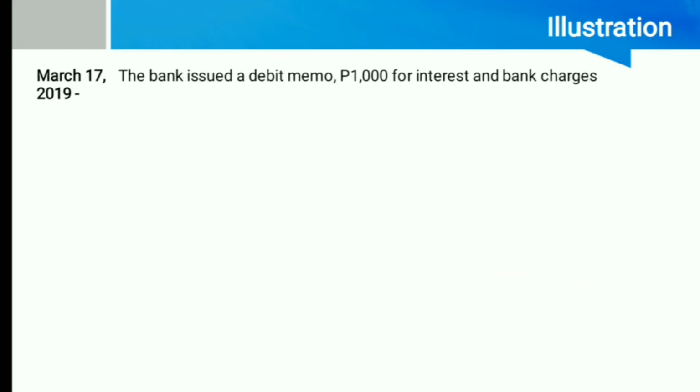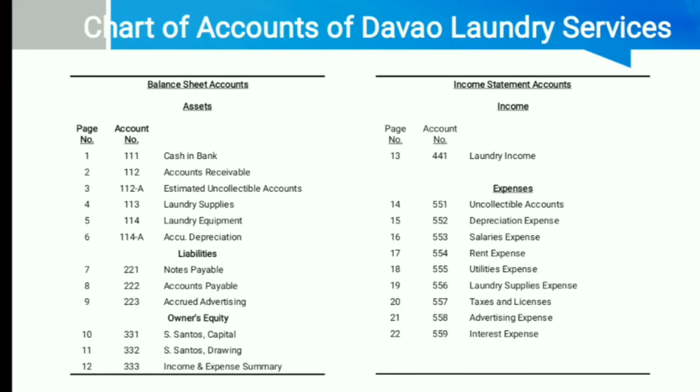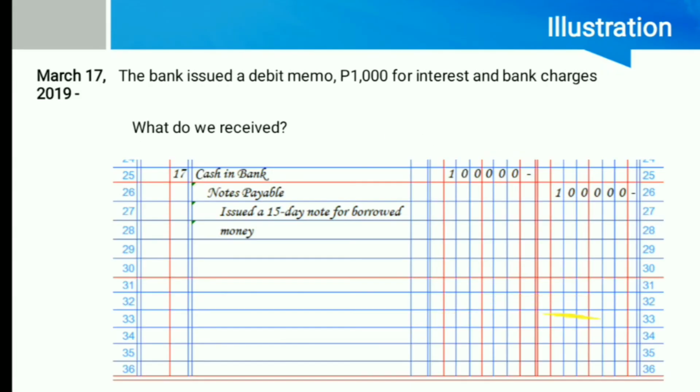The next transaction is still on March 17, 2019, and it says that the bank issued a debit memo of 1,000 pesos for interest and bank charges. So what do we receive in this transaction? We receive an expense on interest and bank charges of 1,000 pesos. Since this is an expense, we're going to check the chart of accounts of Davao Laundry Services under the expenses portion. And we have this account title, interest expense. This is the most appropriate account title to use to describe the transaction. So what do we receive? It's the interest expense of 1,000 pesos. We're going to write it in our general journal. So we have interest expense of 1,000 pesos.